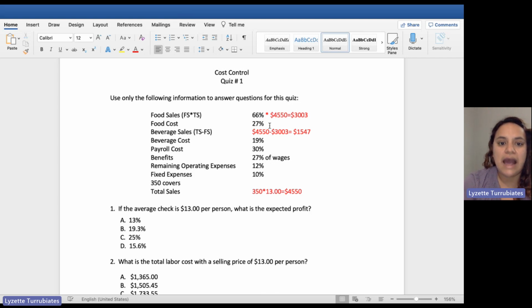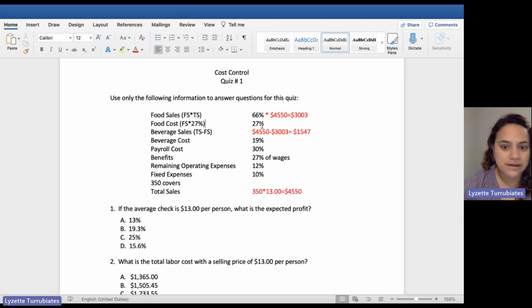Now let's calculate our food cost. So food cost is essentially our food sales times our food cost percentage, times 27%. So when we're trying to take these percentages and get them over to a dollar amount, we're going to be multiplying, right? Because we have a percentage and we need to get it to a dollar amount.